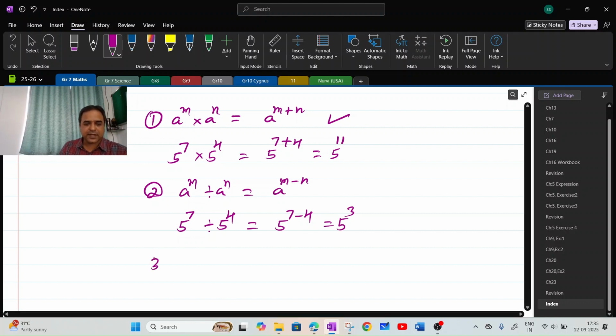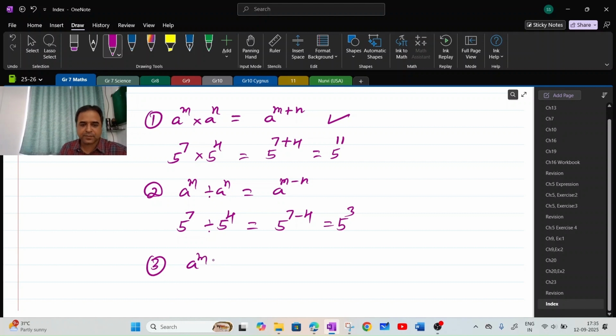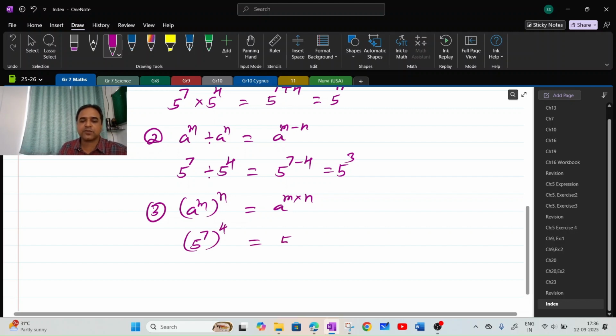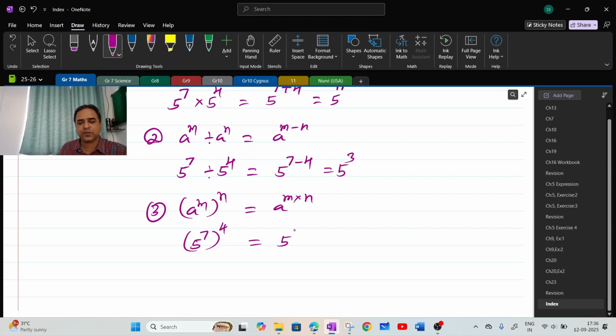In the third case, we will see the law of power, wherein if it is a to the power m and the whole has power n, in such a case you will be multiplying these values. So it is going to become a to the power m multiplied by n. Now we can take an example for this also. For example, you have 5 to the power 7 and the whole is having power 4. So this is going to give you 5 to the power 7 times 4, which is 28.